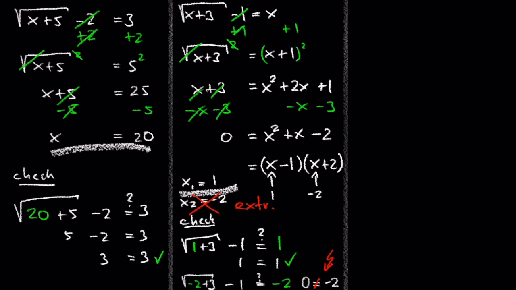Let's look at another example. The square root of x plus 3 minus 4 equals x. Feel free to pause the video and try this on your own. Adding 4 on both sides isolates the square root. The square root of x plus 3 equals x plus 4. We get rid of the square root by squaring both sides.